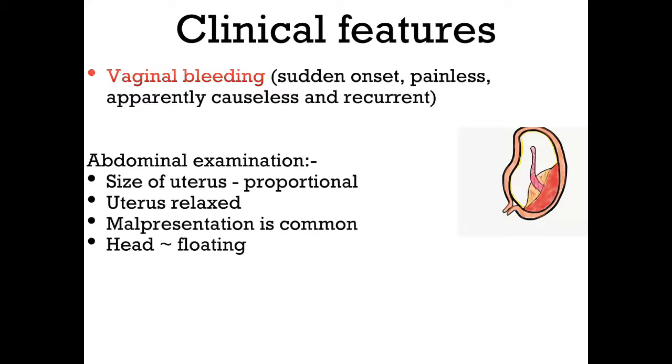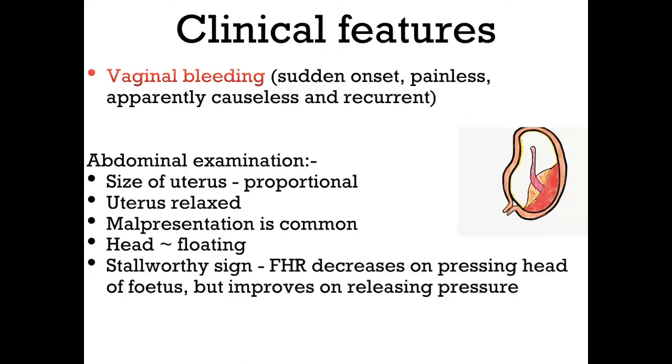Head of the fetus is floating, which means that in the later half of the pregnancy, near the end of the pregnancy, the head of the fetus starts descending into the pelvis of the mother. That is called engagement of the head. Here, because of the presence of the placenta in the lower part of the uterus, the head will not be able to descend into the maternal pelvis, so it stays above, even in the later part of the pregnancy. That is called a floating head.